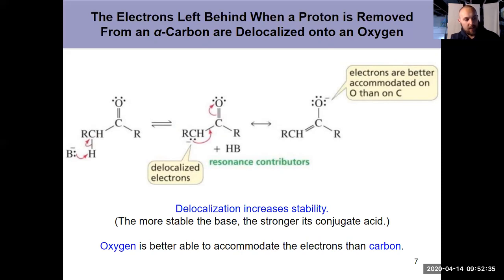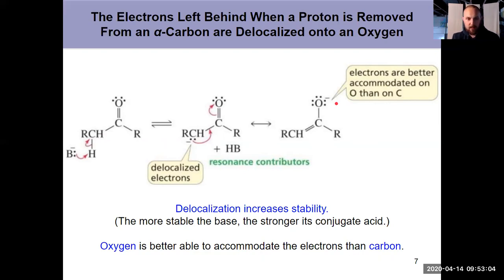And in fact, not only are they delocalized in this pi system here, but they get delocalized onto oxygen, which is inherently electronegative and happier to accommodate those electrons than carbon was, right? So two factors that are increasing the acidity at this position. Even though it's an sp3 hybridized carbon, it's acidic because those electrons that are left behind are delocalized and oxygen's happy to accept them.